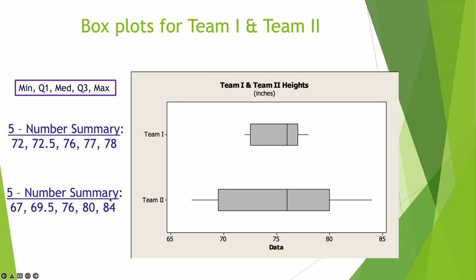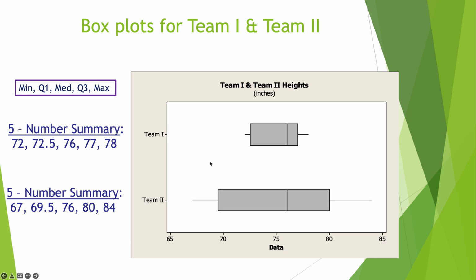Next, for team two, the five number summary worked out to be a minimum of 67, 69 and a half was the first quartile, 76 was the median, 80 was the third quartile, and 84 was the max. And you can see how much more spread out the data is. And if you recall that list of numbers, they were much more spread out. Notice how everything seems closer to symmetric, not exactly symmetric, but closer to it.